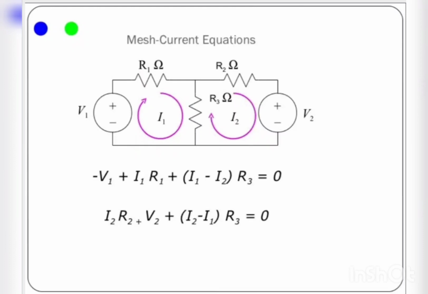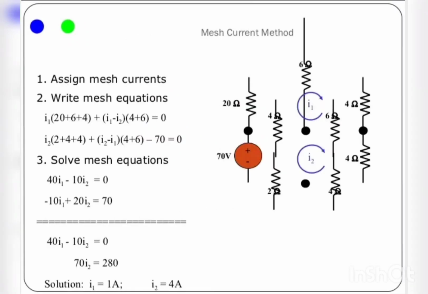The equations which come from the mesh current equations, we need to solve. The steps of the mesh current method: assign mesh currents, write mesh equations, and solve the mesh equations to get the currents. That is, given I1 (20 plus 6 plus 4), minus I2 (4 plus 6), and solving, we get I1 equal to 1 ampere and I2 equal to 4 amperes. By solving these two equations, we get I1 and I2.